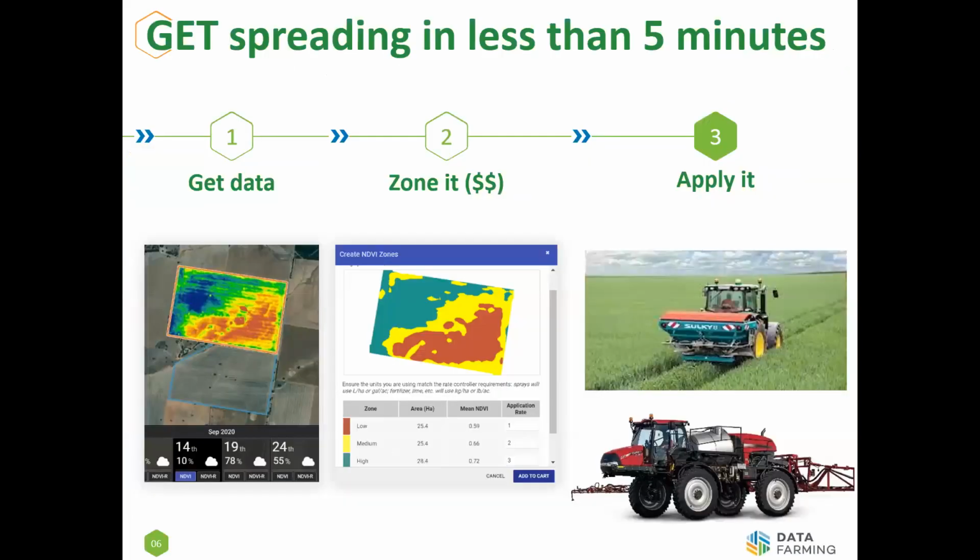I guess what we're trying to do is make this really quick and easy to get data out to the machines. With the satellite data, you can get the data, zone it up into 3 zones really quickly, add your rates, get a file and go and apply that. Literally within 5 minutes, you could be doing that. People make these decisions quickly in response to issues that are happening, and the tools that we're building will help get this out to the marketplace really quickly.